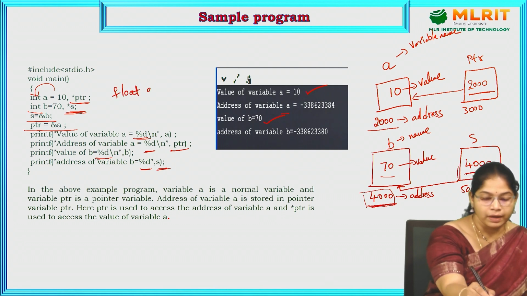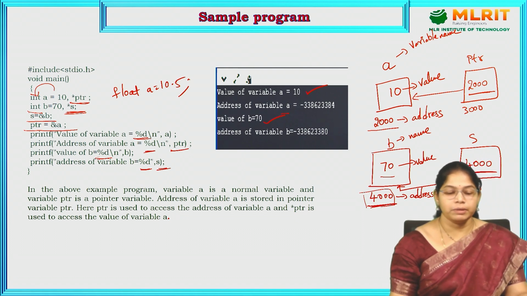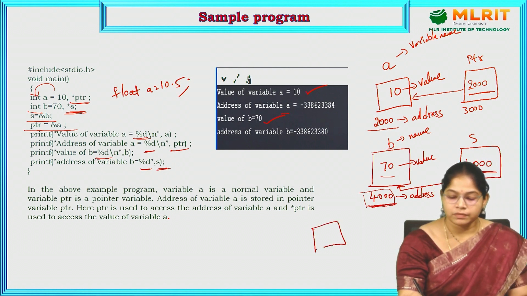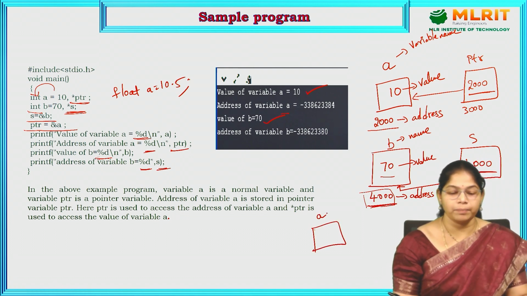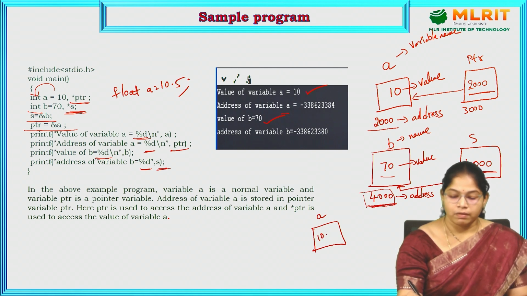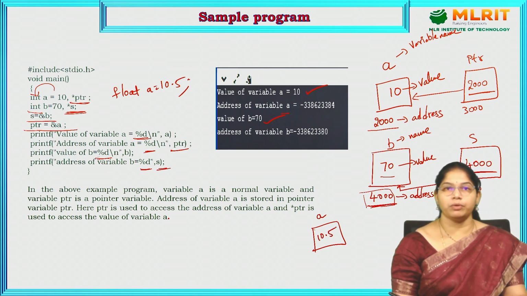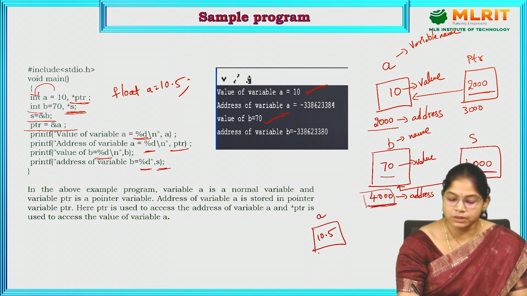Let us suppose here we declare a variable of type float. Float A is equal to 10.5. So what happens, like an integer variable, some space is allocated to this A, which is holding the value 10.5 at a location, suppose it is 6000.